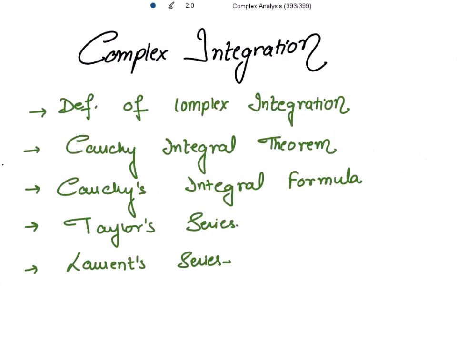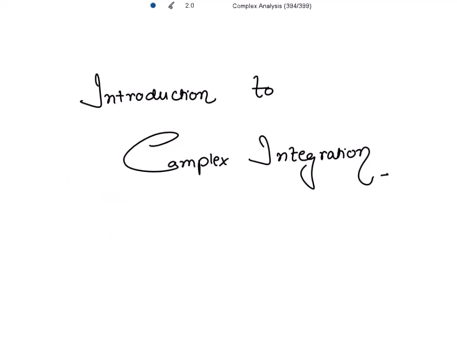Good morning. We are going to start complex integration, which includes the topics: the definition of complex integration, Cauchy's integral theorem, Cauchy's integral formula, and then the Taylor series and Laurent series. We are going to discuss all these in this section. First, we are going to start with the introduction to complex integration.